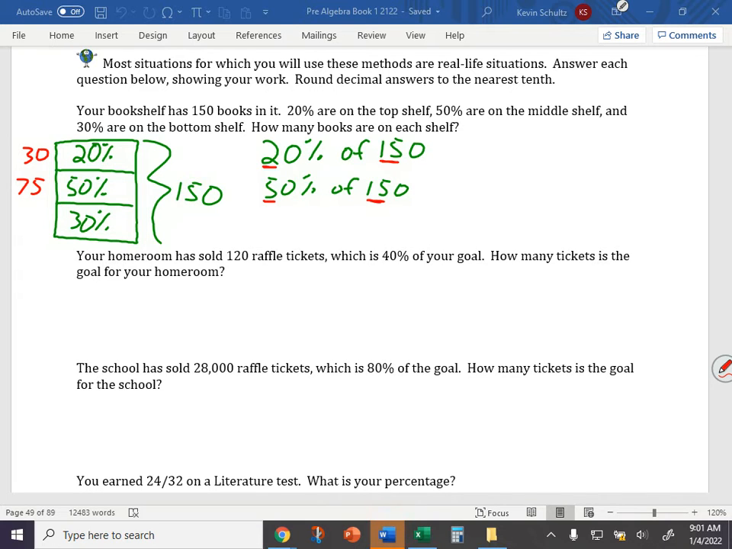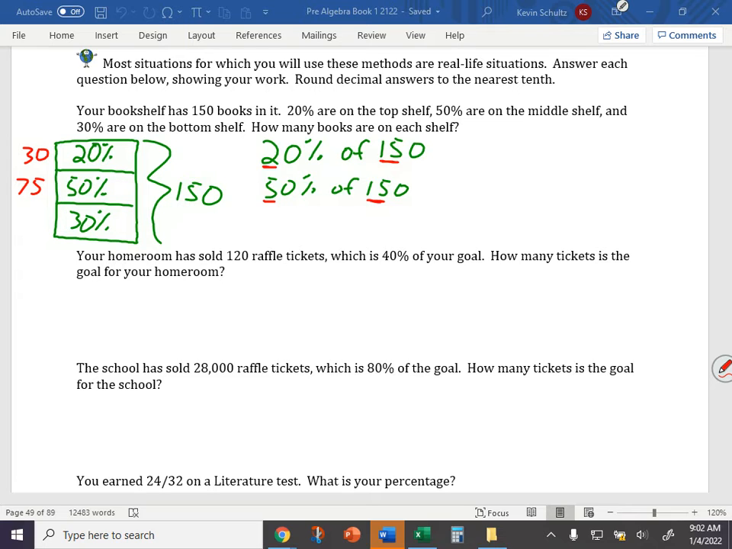We haven't set a proportion or an equation yet, right? Everything that we did on the first page, we haven't even done yet, because this one is set up so well for the shortcut or going back to other things that we've done. Okay. Tell me now how we can calculate what 30% of 150 is. How many books are on the bottom shelf?